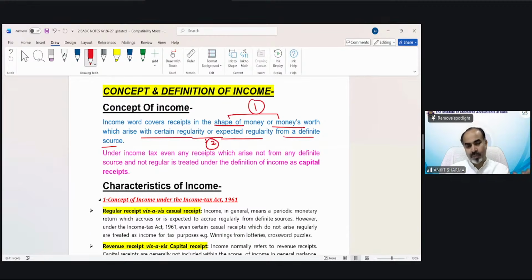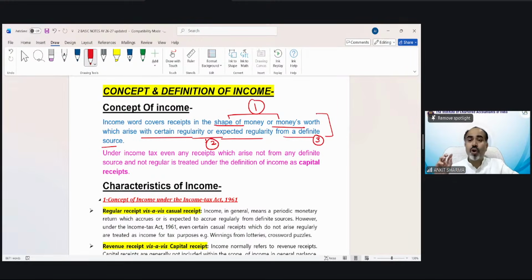Like you are doing a job, so monthly you can expect that income is going to be received. And the source should be definite. Of course, the salary is going to be received from the employer who is going to pay you. Same case if you are doing a business. In that case, there is a regularity because you will sell on a frequent basis and you will get the money. So if you understand these three points, the income definition covers money with regularity and a definite source.